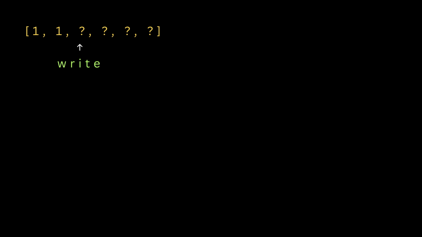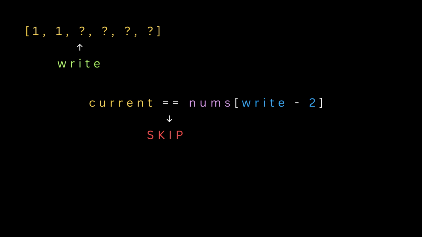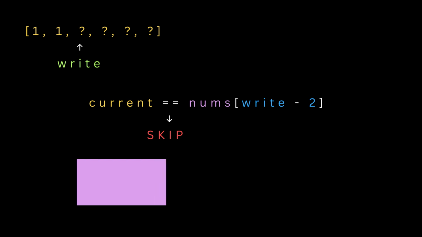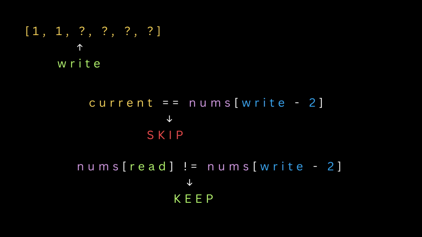We are allowed to keep two copies of every number. So when we are considering a new number, we simply ask, is it the same as the number two positions behind the right pointer? If it is the same, we have already kept two copies, so we skip it. If it is different, we can safely keep it.